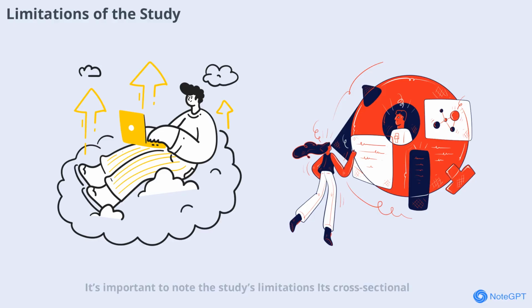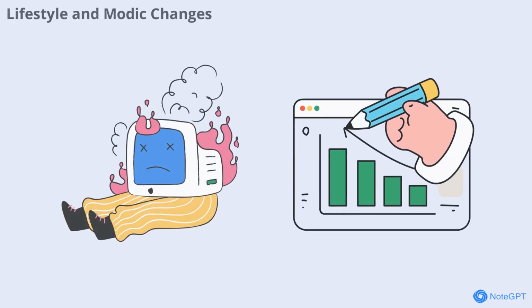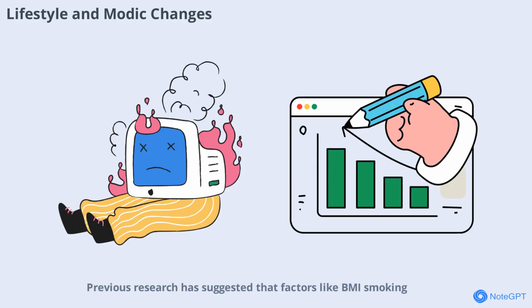It's important to note the study's limitations. Its cross-sectional retrospective design means it can't establish causality. The lack of follow-up data and the absence of certain confounding factors like BMI or occupational history may also affect the findings. Future studies should address these gaps with prospective longitudinal designs. Previous research has suggested that factors like BMI, smoking, and occupational physical load may influence the development of Modic changes.